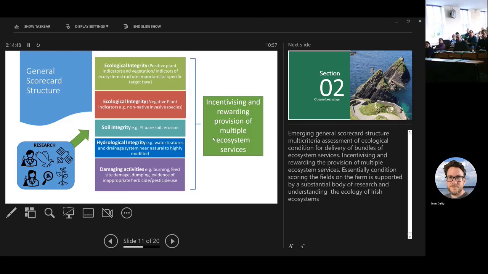Also, the damaging activities are incorporated mainly as a communication tool. You would assume 95, 99% of the time, with good communications, none of these activities will be taking place on farms. But they're there on the scorecards to ensure that when the farmer and the advisor are going through this, if I pick up on any of these, I'll make sure that is addressed immediately and solved. So there are things like inappropriate burning, feed site damage, dumping, and evidence of inappropriate herbicide use in the past. And these have very, very heavy negative weighting within the scorecards.